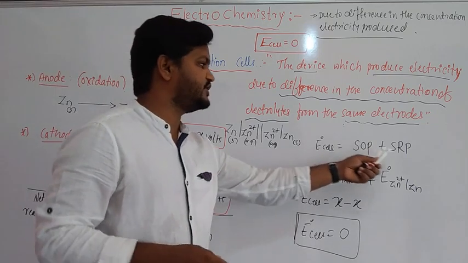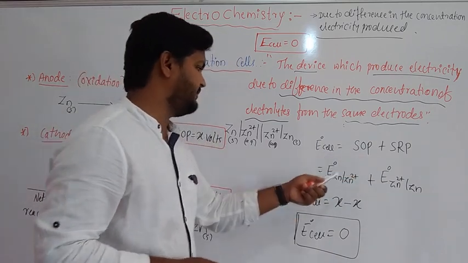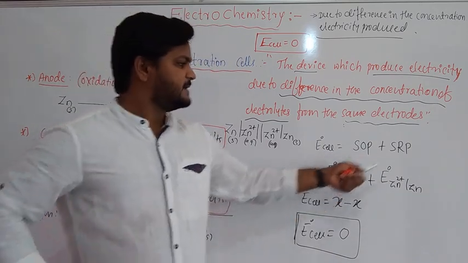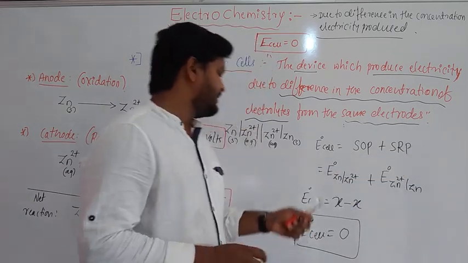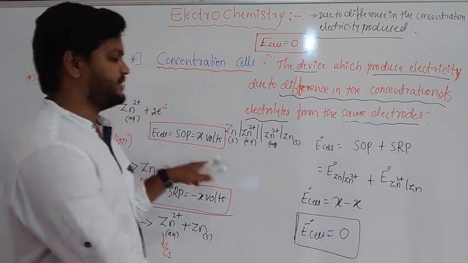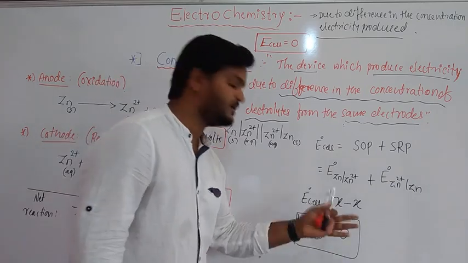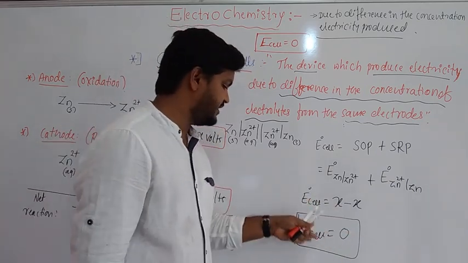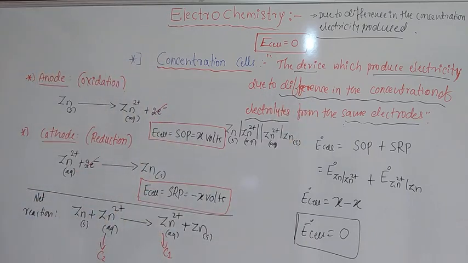Standard oxidation potential, standard reduction potential. Here standard oxidation potential means zinc becomes Zn2 plus. Standard reduction potential means Zn2 plus becomes Zn. Standard oxidation potential value is X volt and standard reduction potential value is minus X. X minus X is nothing but 0, which means the standard electrode potential value is 0. This is about concentration cells. Take this.